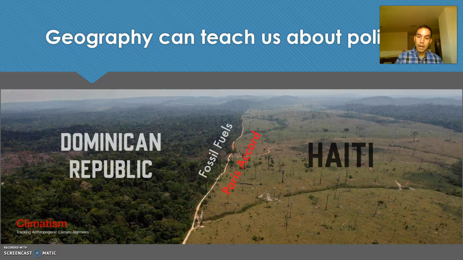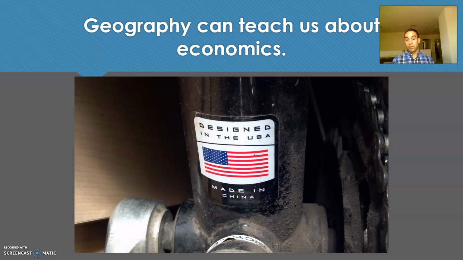that is. Geography can teach us about economics, right? You see here, I believe this is a bicycle, because I'm looking at the chain. It says designed in the U.S., but made in China, all right? And so this has always been one of those things that you kind of taken for granted your whole life and never thought to ask, how economically does it make sense to, if Americans are who designed this, why would we have it assembled across the ocean, right? Wouldn't it be more expensive to have it built in China, and then shipped here?